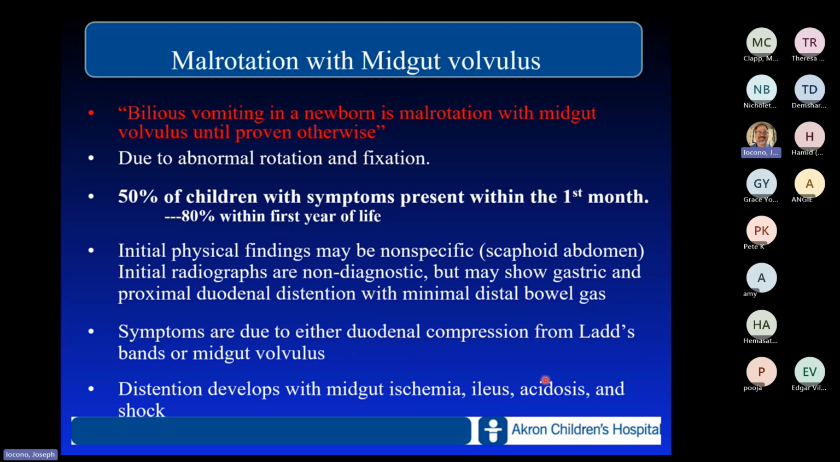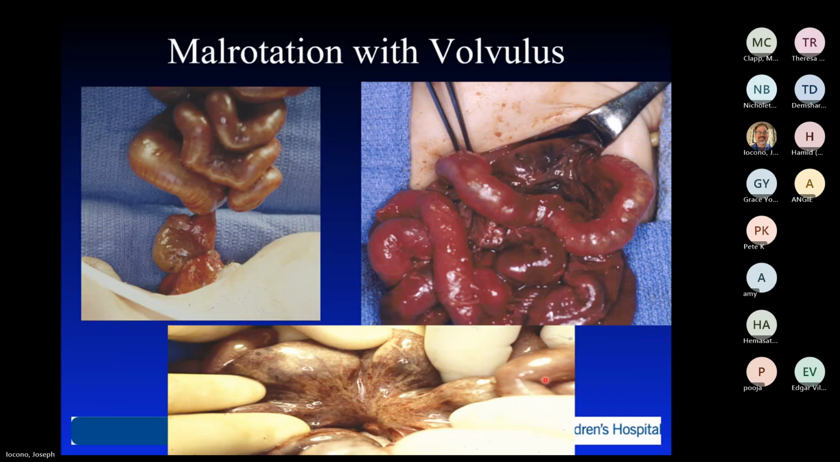So the vignette's going to be somewhere between 2 weeks and a year old. Abdomen may be scaphoid because originally it starts out as a proximal obstruction. So they're throwing up and there's no distal air. But then they get worse because as the thing is twisted and they get ischemic, then they start third spacing and get sick and get obtunded. You wait too long, bowel dies.